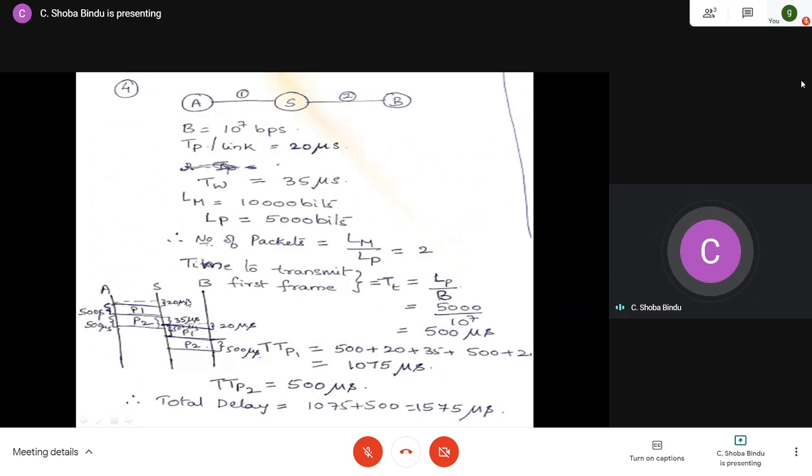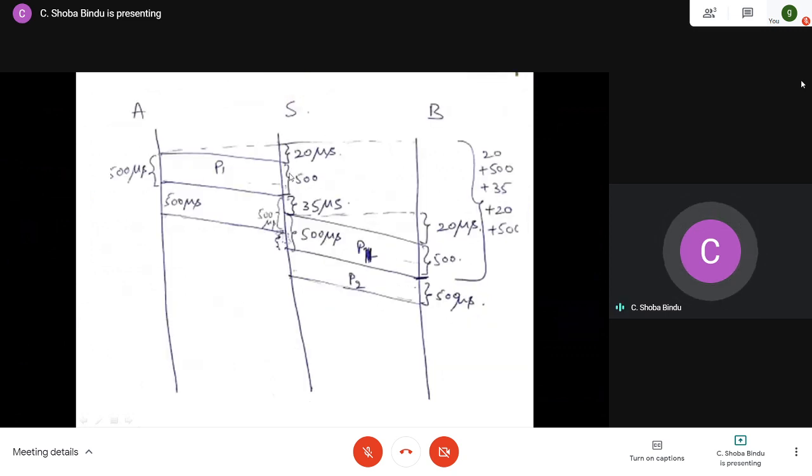I think it is clear. So I'll show you how this is going to happen in this diagram. You can see this is the time it takes for A to place the entire packet P1 onto the channel. It takes 500 microseconds. For the first bit to reach S, it takes 20 microseconds. This is the propagation delay.